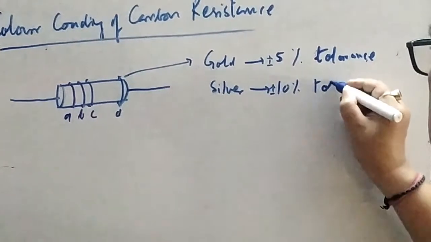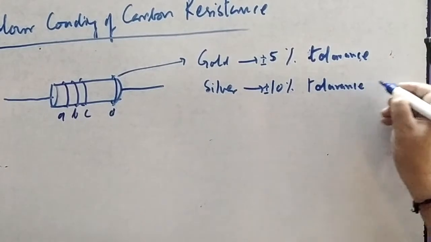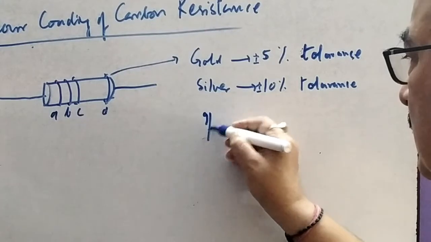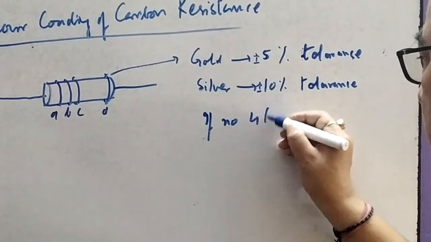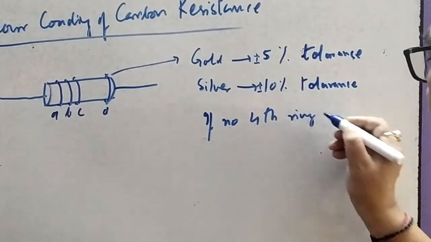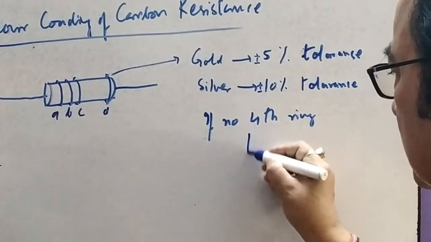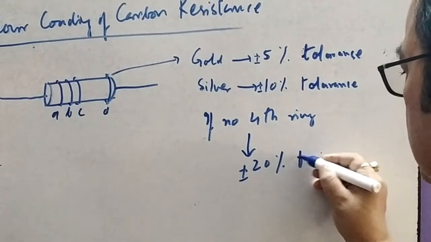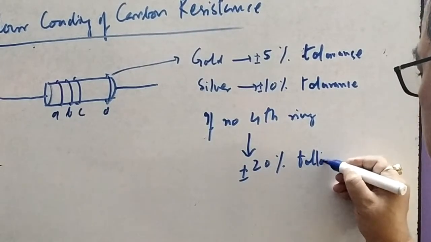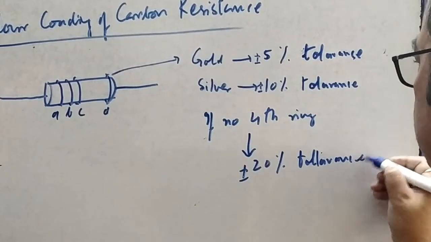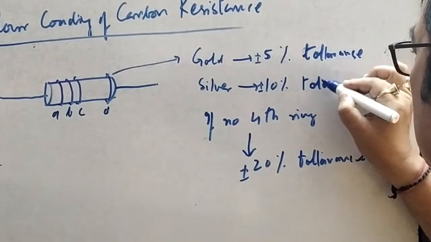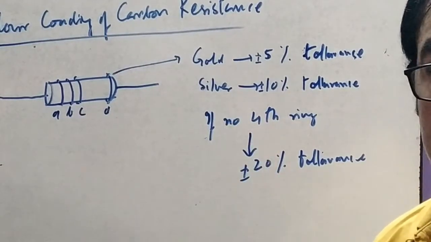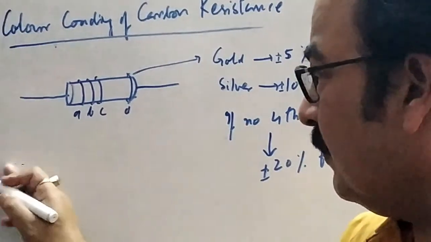At 10% tolerance. If there is no fourth ring, no color, then its tolerance is plus minus 20%. This is how the tolerance comes. Okay, let me make a table for this.